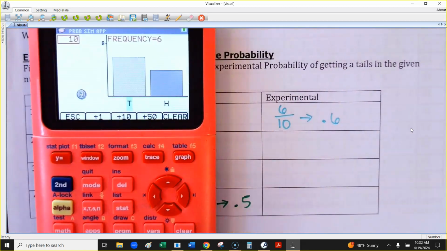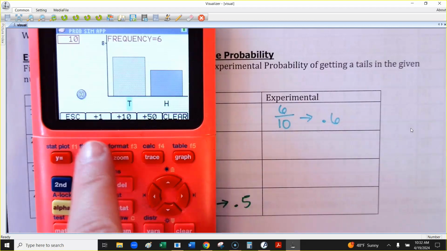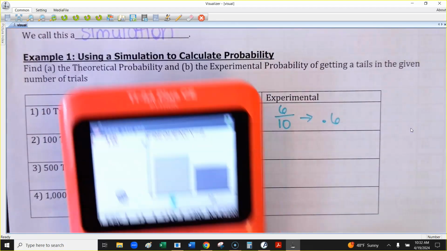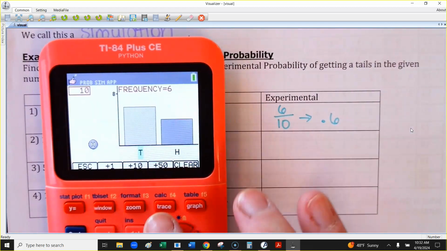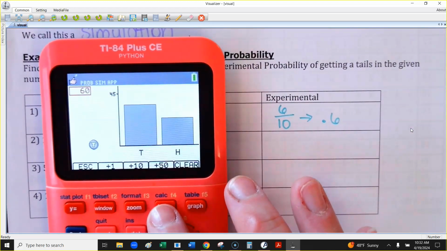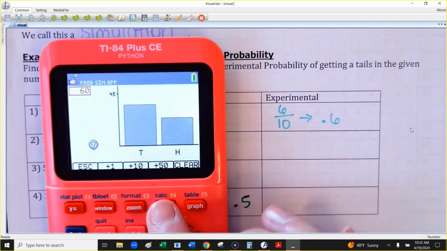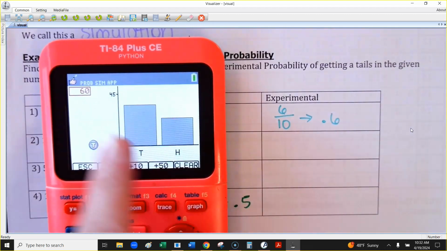Now, you don't have to toss one at a time. You can toss 10 at a time or 50 at a time. The next one says 100, so let me toss 50. Oh, no, they're off now. I was going to say, I'm surprised by that. So I tossed 50. I'm going to try to get that number up to 100.